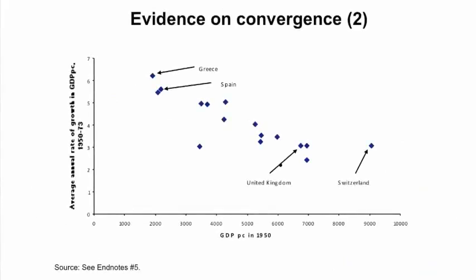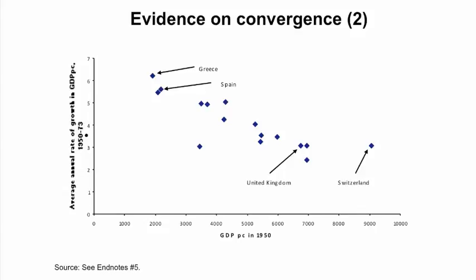So what this graph shows, on the vertical axis, is the average annual rate of growth in GDP per capita from 1950 to 1973, and on the horizontal axis, GDP per capita in 1950. Countries which are further out here are the countries which were relatively rich in Western Europe in 1950. Back here are the countries which were less rich. Countries up here are the countries which grew more in the period from 50 to 73. Countries down here are the countries which grew less.